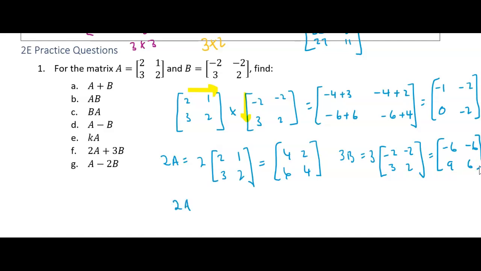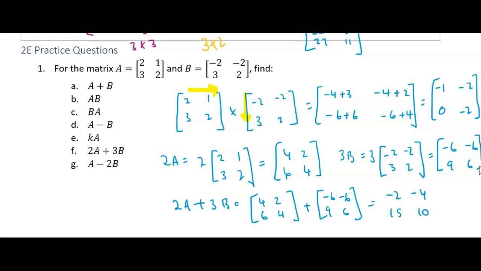So 2A plus 3B. So our 2A matrix is 4, 2, 6, 4. And then we're going to add that to -6, -6, 9, 6. So 4 minus 6 is -2, 2 minus 6 is -4, 6 plus 9 is 15, and 4 plus 6 is 10. And there you go.